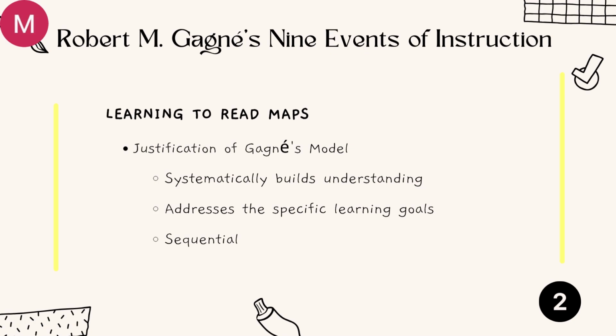So, the justification in using this model is because map reading is systematically built from understanding, capturing interest to ensure mastery and transfer. It addresses the specific learning goals by focusing on these essential map reading skills and providing structured guidance and practice. The sequential nature of this model ensures that learners can progress from basic to more complicated tasks.